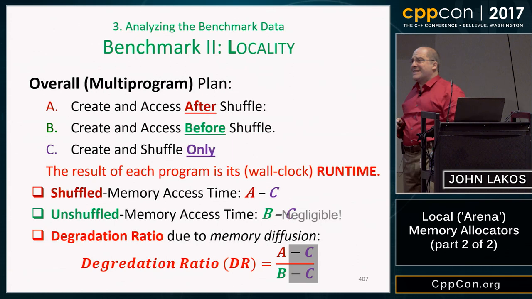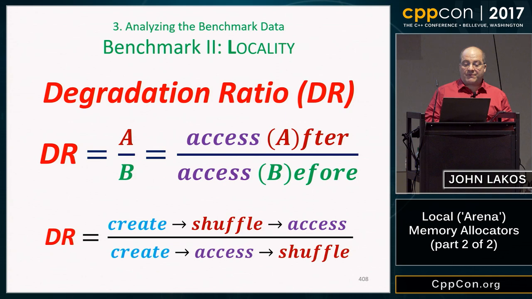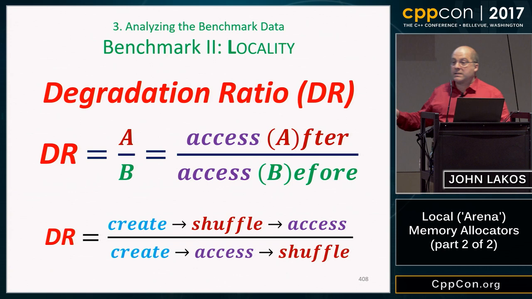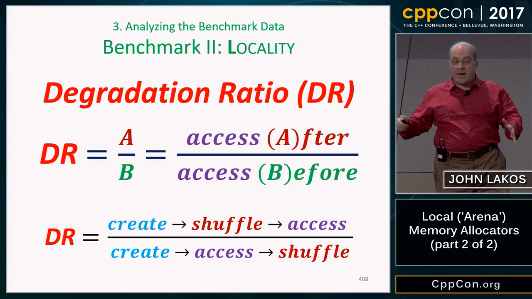So what I really want you to think of is degradation is just after divided by before. And by after, I mean we create it, we shuffle it, we access it the way we discussed, or we create it, we access it, we shuffle it. We're doing the same thing, we're just measuring it in a different place. Now, does everybody understand that? If you shuffle it and then access it, it's going to be worse than if you access it and then shuffle it. Okay? How much worse? Does anybody have an idea for how much worse?